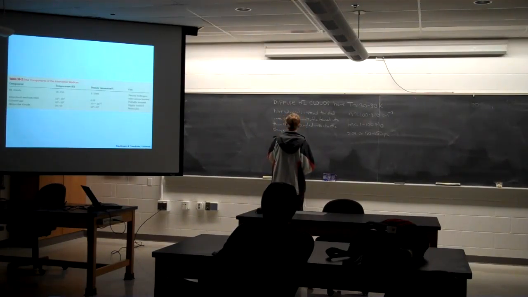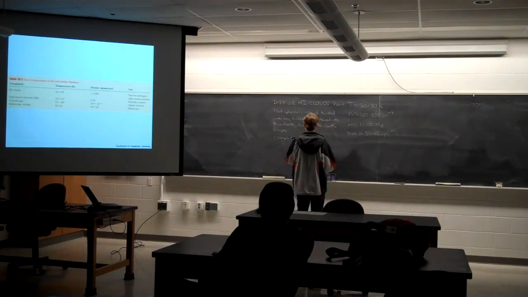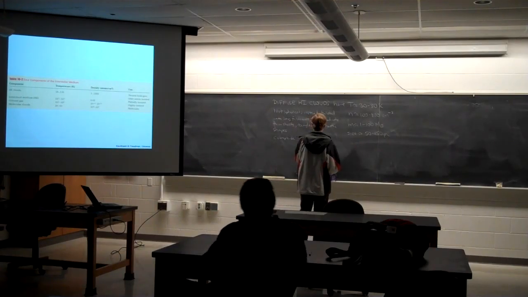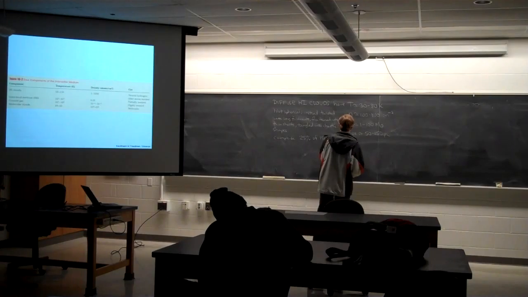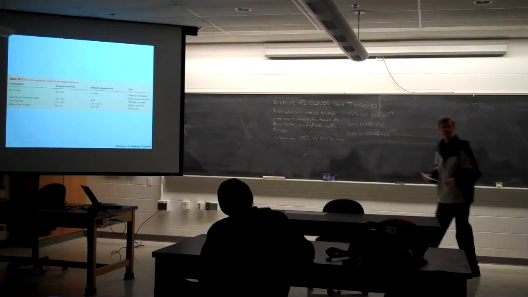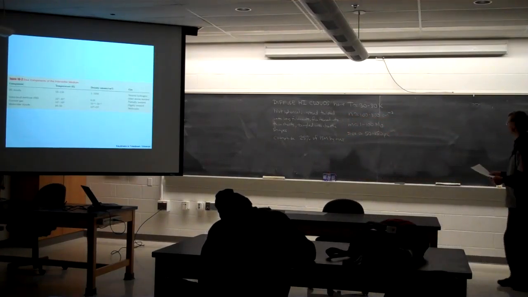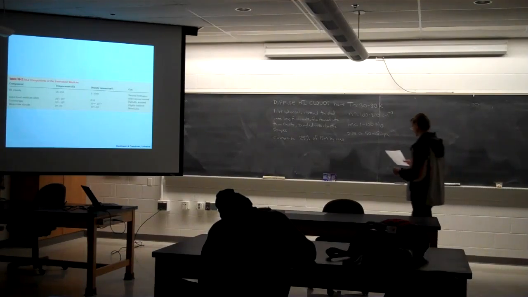And these guys seem to be about 25% of the ISM by mass. At least in our galaxy. It could be different in other spiral galaxies. But in our galaxy, they're about 25% of the ISM by mass.